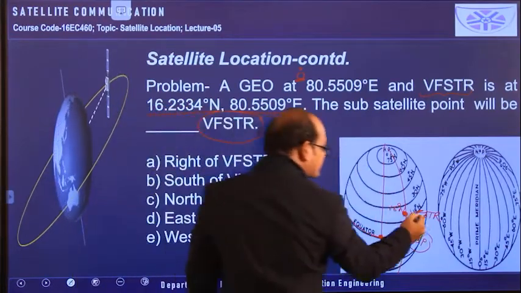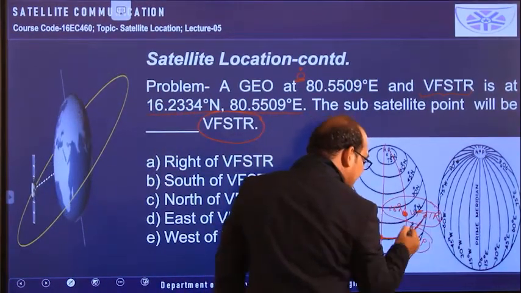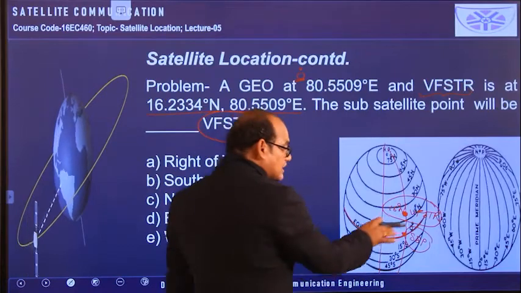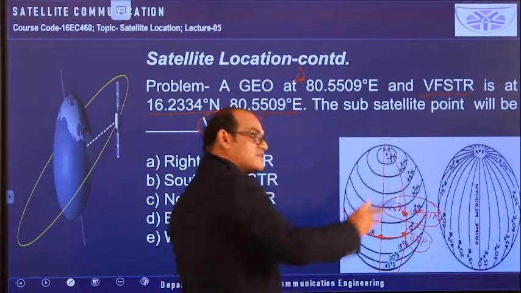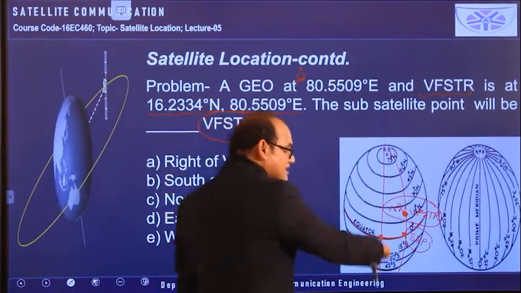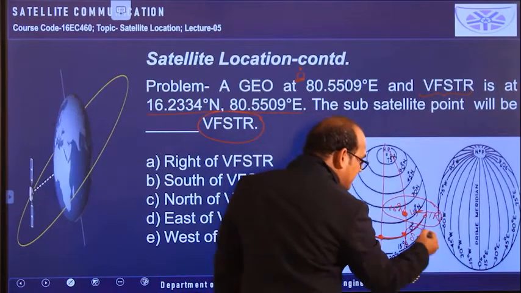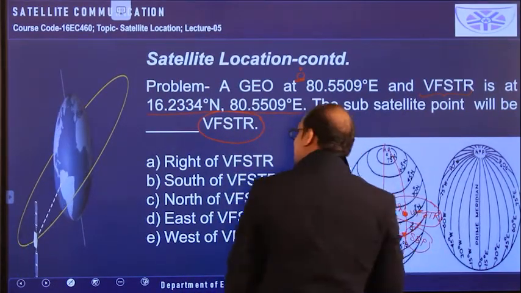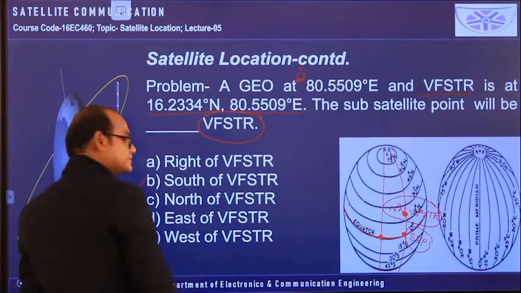So here VFSTR is there, and here the subsatellite point is there. So the subsatellite point is downside of the VFSTR. Down means what? This is south. So the subsatellite point is available south side of the Vignan University. So option B is correct.